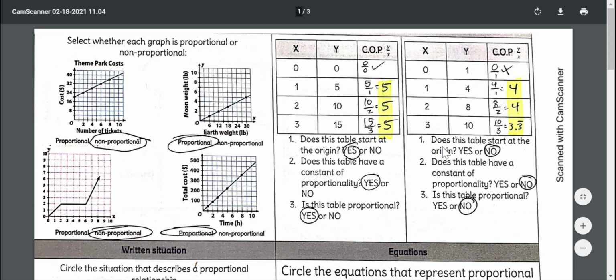So then for this one, does this table start at the origin? Yes or no? This starts at the coordinate 0, 1, so that would be no, because the origin is 0, 0. Does this table have a constant of proportionality? No, because when you do y divided by x for all of these, you do not get the same number every single time. So is this table proportional? No, it is not.